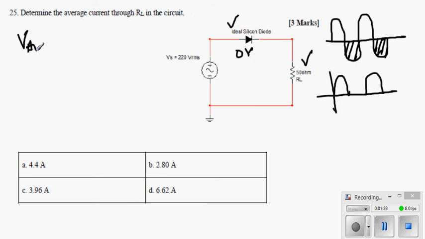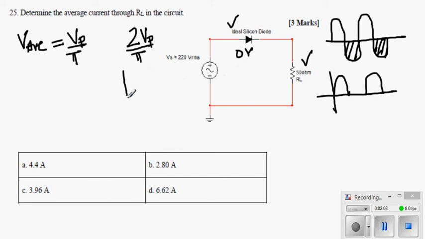Well, the V average formula is equal to the peak voltage divided by pi. Please note that this is not the same formula that's given on the formula sheet. On the formula sheet, V average is given as 2 times V peak over pi. That is because it is not considering the negative part.